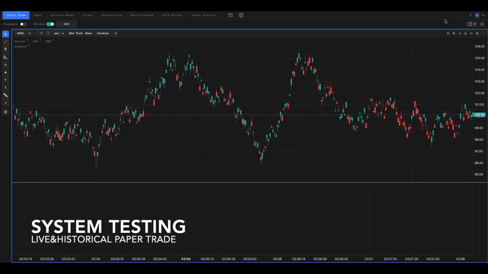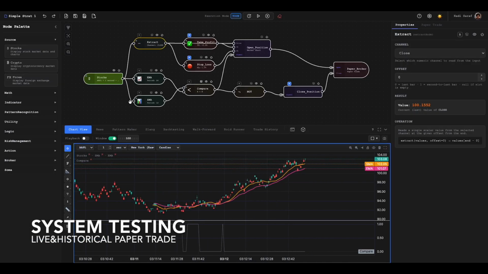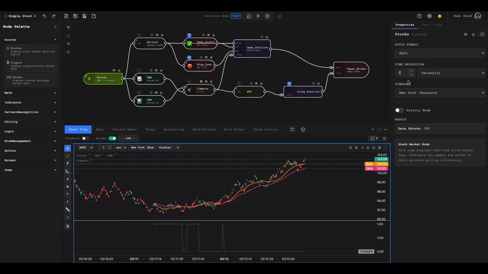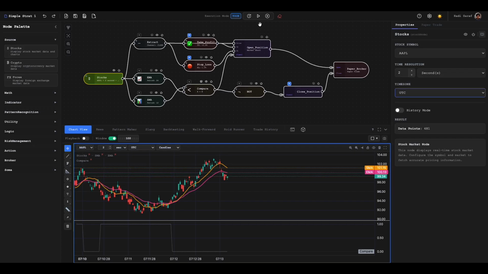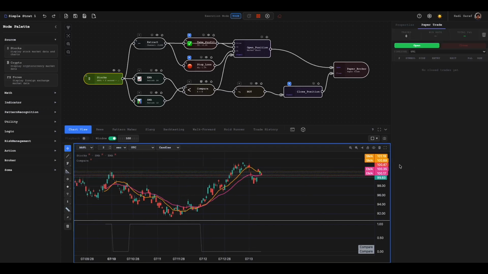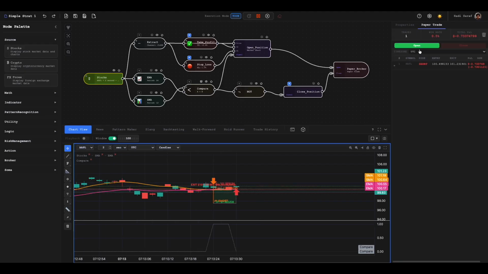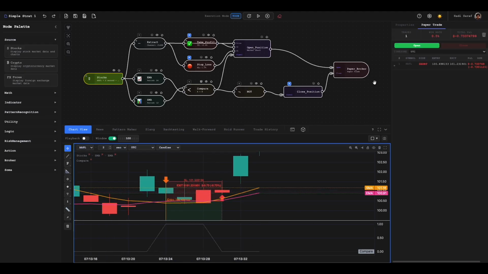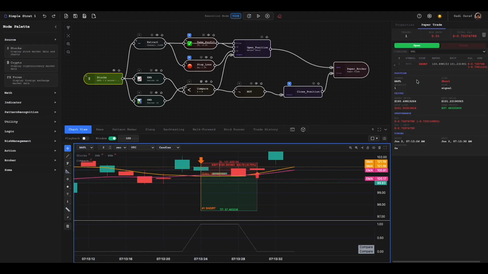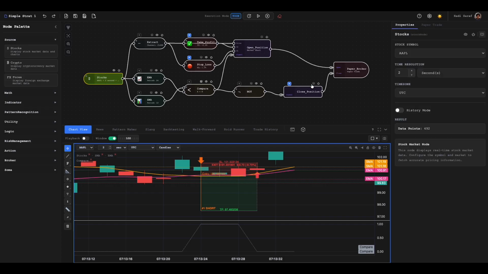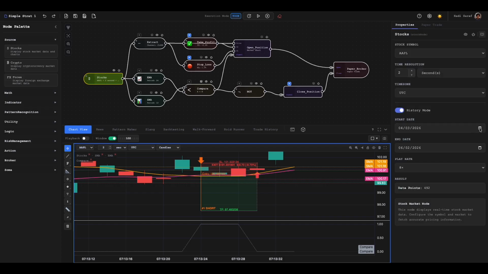The final gate before risking real capital is paper trading via the Roid runner. Here, your visual graph is compiled into a highly optimized runtime, executing virtual orders against live, real-time market feeds. You watch your system behave under true market conditions, tracking real-time slippage, order execution, and live charts completely risk-free.